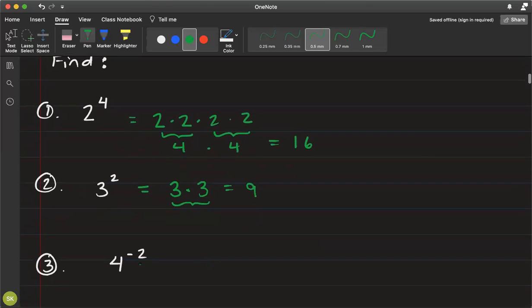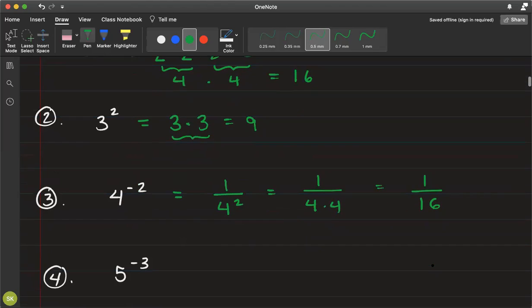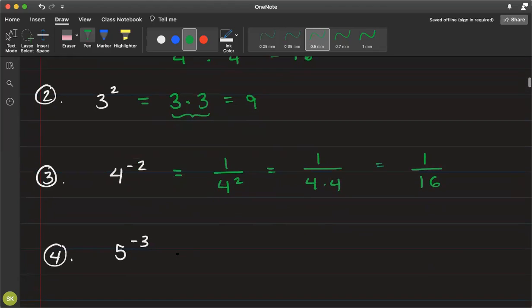Now, if we have a negative in the exponent, how you want to deal with that is you want to take whatever you see and push it in the denominator. So this is going to be equal to 1 over 4 squared. So a negative becomes a positive when you push the whole thing to the denominator. So this will be 1 over 4 times 4, just like regular here, which is 1 over 16. 5 to the negative 3 is 1 over 5 cubed, which is 1 over 5 times 5 times 5. And if you multiply all that out, you'll get 125.